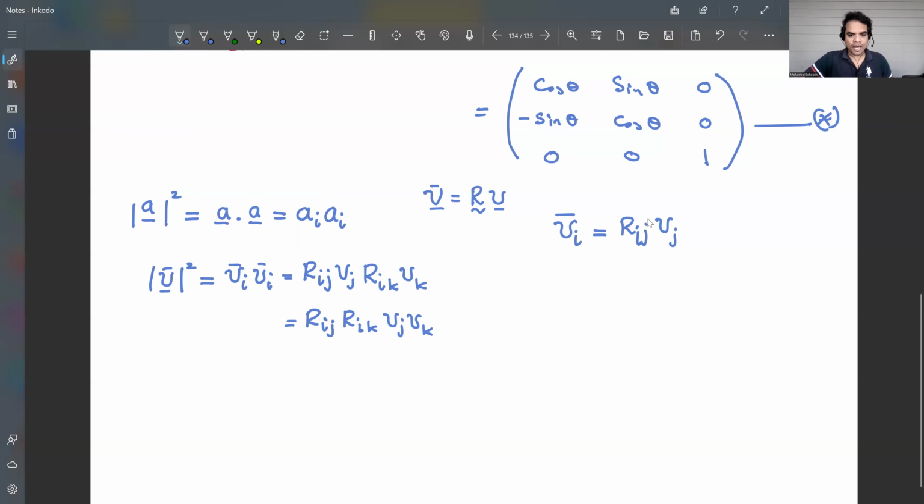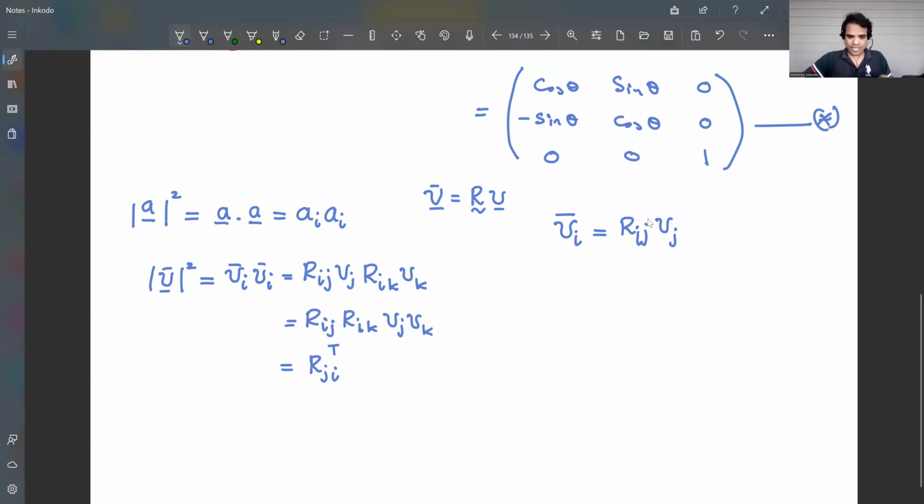Now when you multiply two matrices, you know the matrix multiplication rule: the second subscript of the first matrix and the first subscript of the second matrix must be the same. Here it is not the same, so you have to take the transpose. If you write it as Ji, it is actually the transpose.